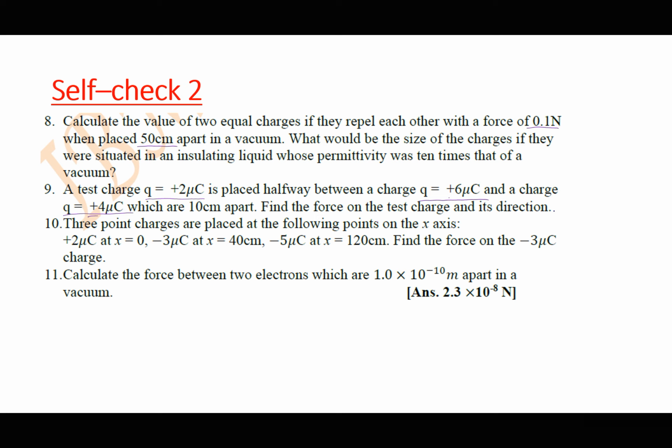So in other words, if you were to put this on a straight line, on one side you put positive 6 microcoulombs, the other side you put positive 4 microcoulombs. These are 10 centimeters apart. And the test charge is placed somewhere between them, that is halfway. Here we have positive 2 microcoulombs. That means this is 5 centimeters, 5 centimeters. So you should be able to find the force on the positive 2.